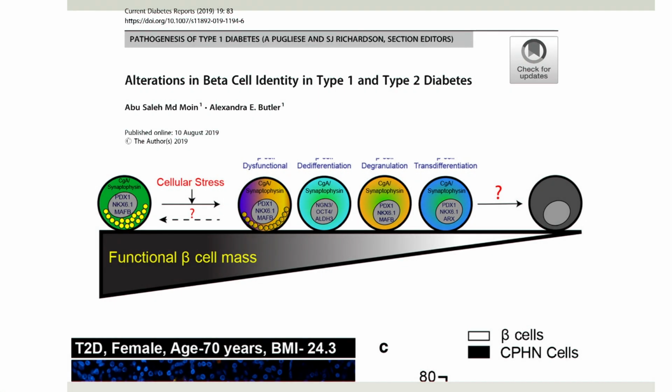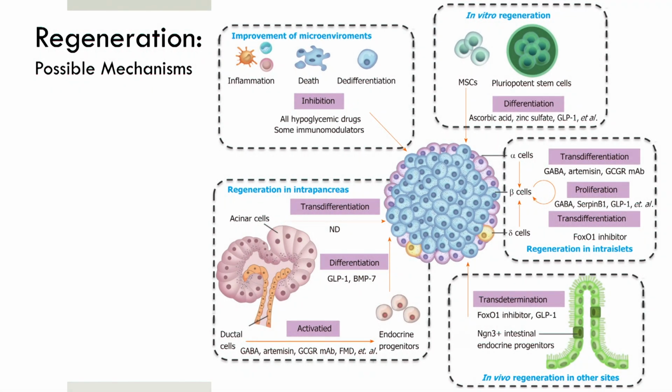So when you try to represent the whole thing pictorially, you have a normal beta cell. In cellular stress, it becomes a dysfunctional beta cell, then it becomes dedifferentiated, degranulated or transdifferentiated. So these are the pools of beta cells which are still viable but which are not able to secrete insulin. So apart from your dedifferentiated beta cells which could be regenerated, the other possible mechanisms for beta cell regeneration: one, you try to improve the microenvironment in which your beta cell is surviving. You try to reduce the inflammation, you try to use some immunomodulators.